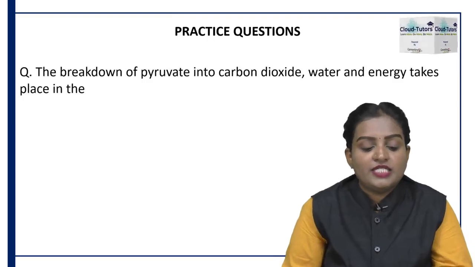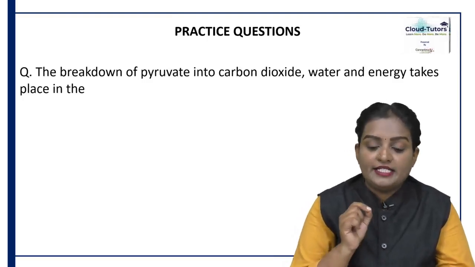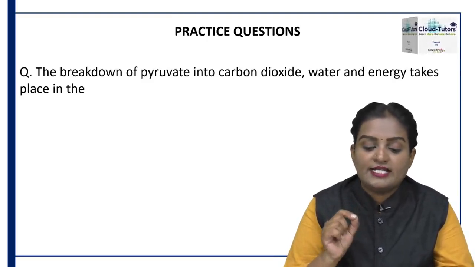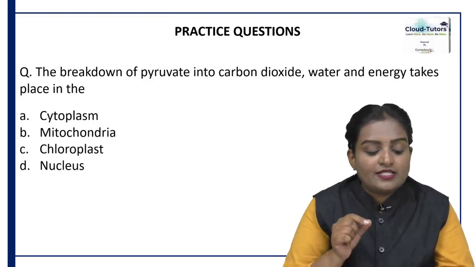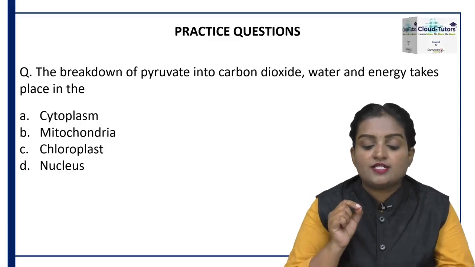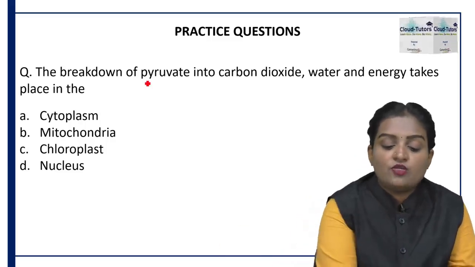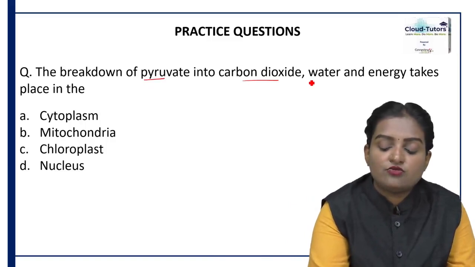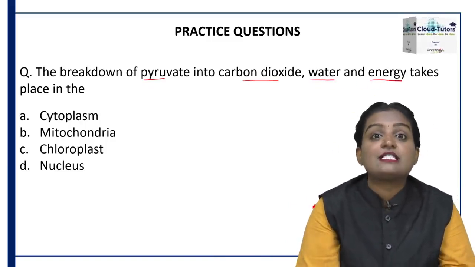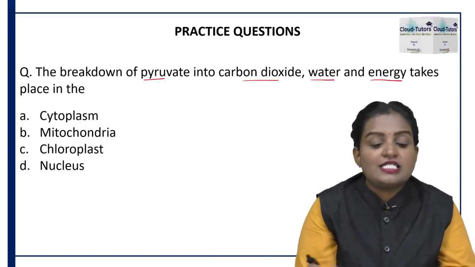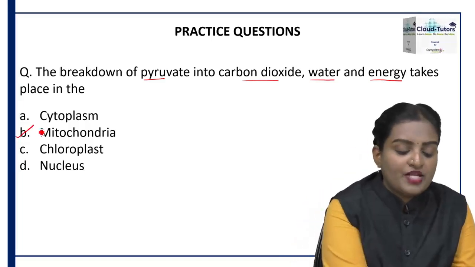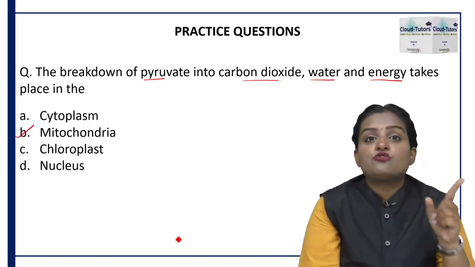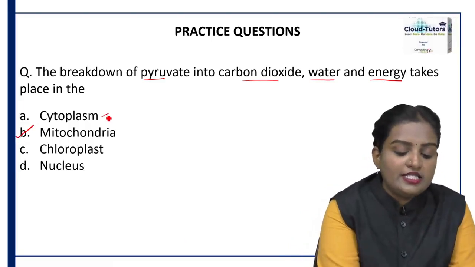So first question, the breakdown of pyruvate into carbon dioxide, water and energy takes place in, options are cytoplasm, mitochondria, chloroplast, nucleus. So here pyruvate is broken down completely to CO2, water and energy. So it is aerobic respiration. This step occurs in the mitochondria, whereas the first step, glucose to pyruvate, occurs in the cytoplasm.